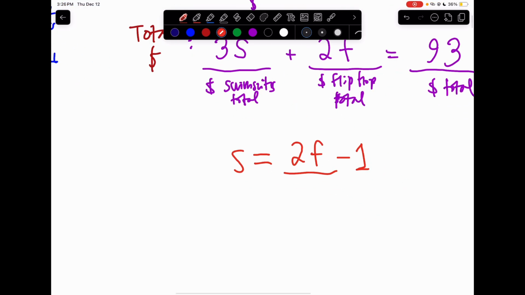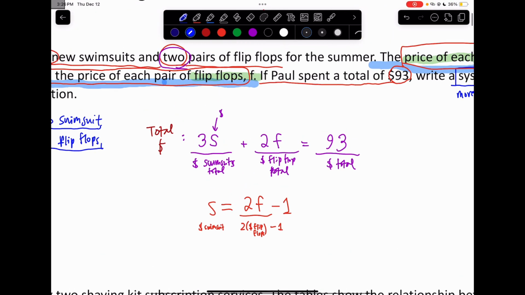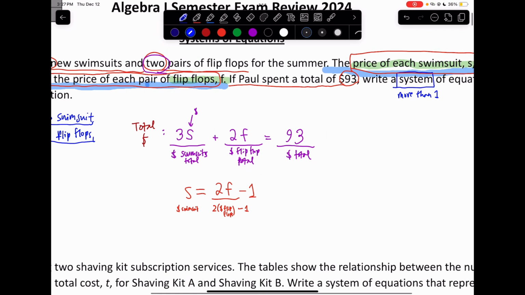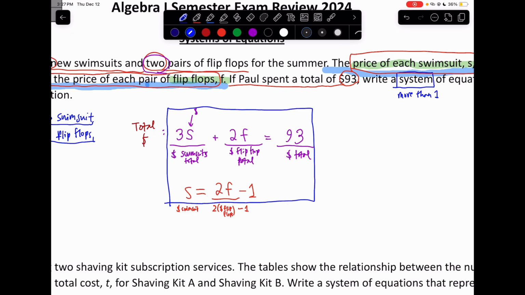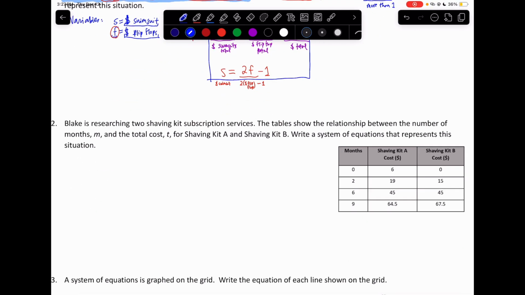To translate, price of swimsuit equals 2 times price of flip-flops minus 1. Yes, that does check out with what it told me. Since it only told me to write the system of equations, it did not tell me to solve, I am done. Boom. Wonderful. Okay, so now number 2, again talking about systems of equations.